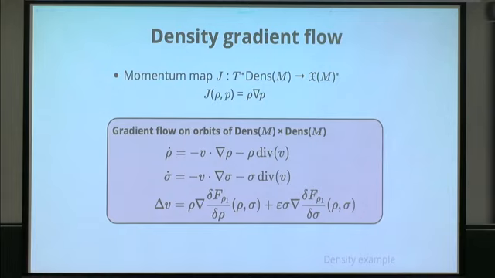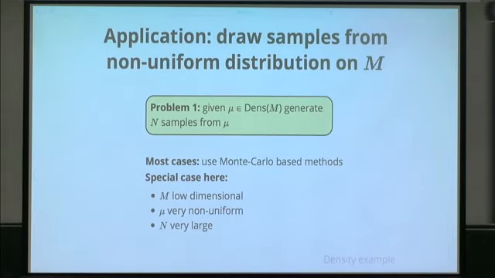Okay, so that's the flow, and what can it be used for? Well, one thing that we have been using this for is to actually draw samples. So what is the problem? Well, you're given some probability distribution and you want to generate n samples from it.